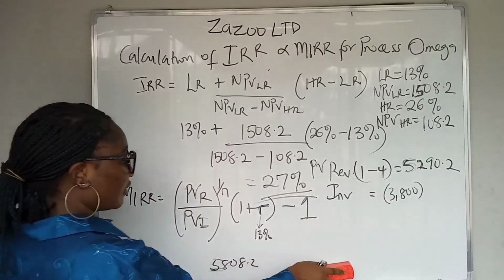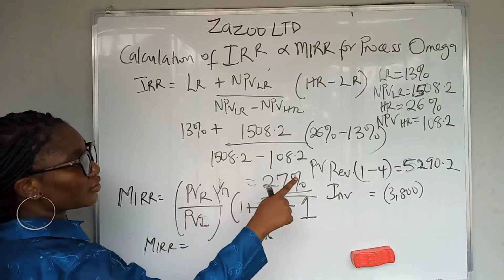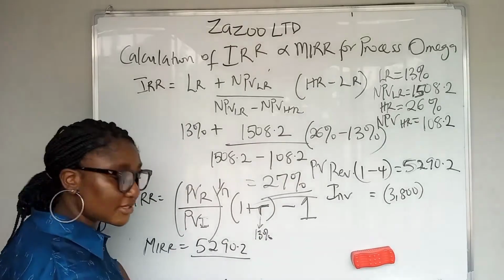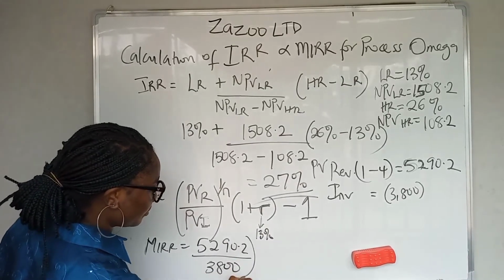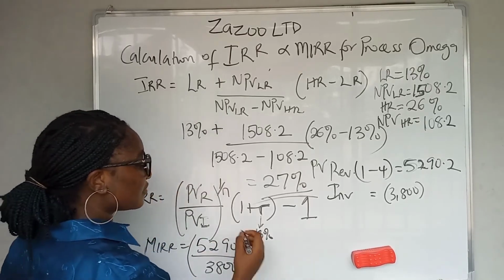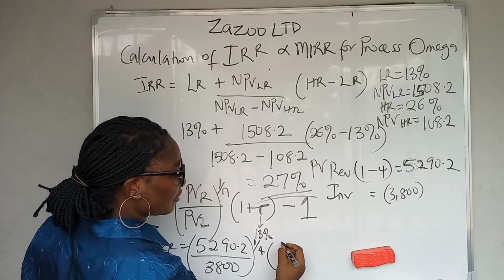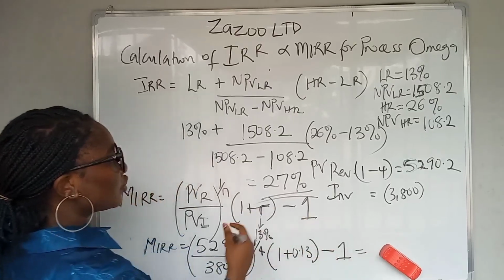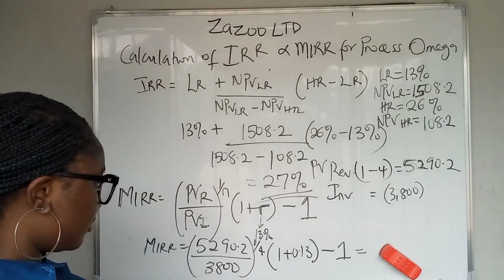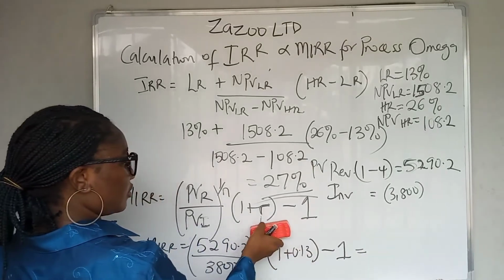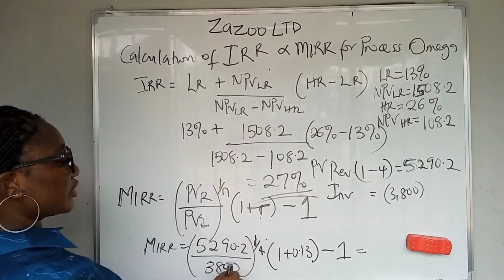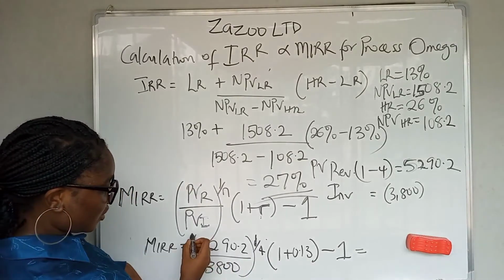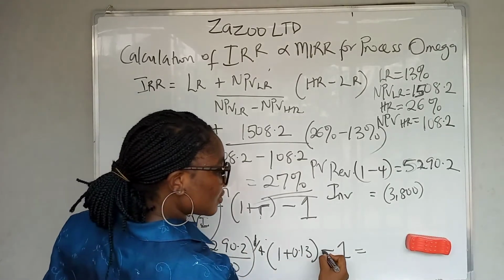So you put it into your formula. Your MIRR is the present value of the revenue phase, that's 5290.2, over the present value of the investment phase, that's 3800, raised to the power 1 over how many years? 4 years, into 1 plus r, that's 13%, 0.13, minus 1. So let's solve this now. To solve this, how will you start? Look at it. This whole thing is multiplication, then you do the subtraction last.